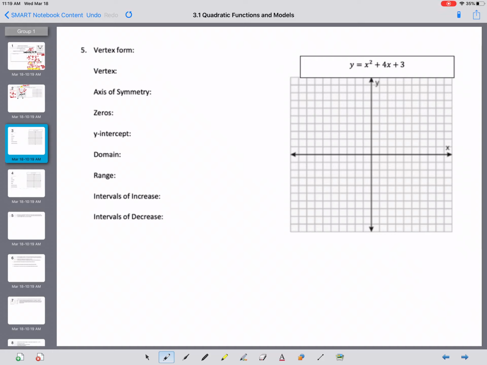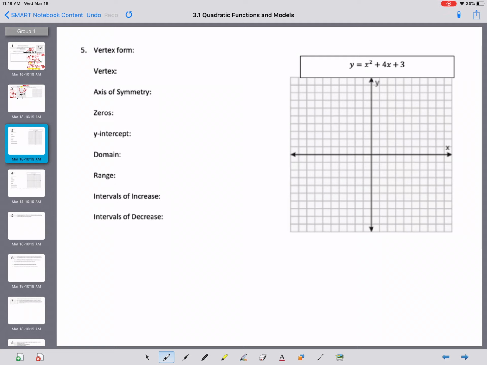So in this video, what we're going to do is I'm going to give you a quadratic function, and we are going to find all of these different characteristics about the function, including changing forms, the vertex, domain, range, intervals of increase and decrease, all that fun stuff. Okay, so we are not sketching. We are going to use this information to find and plot the graph.